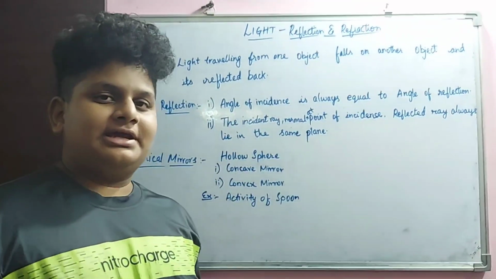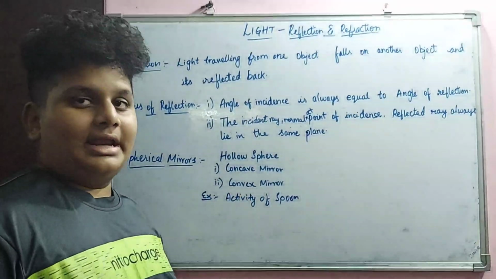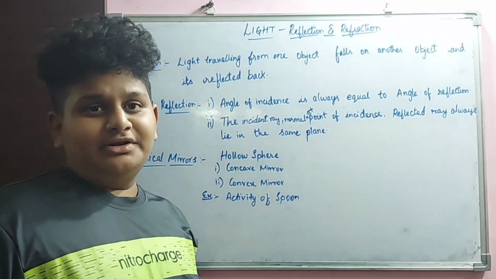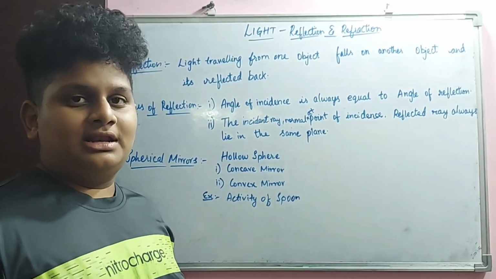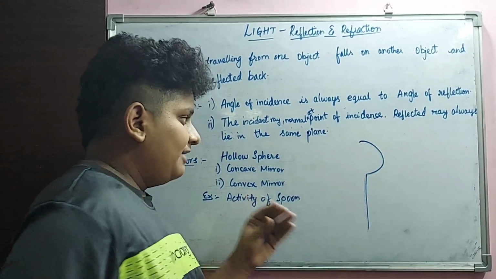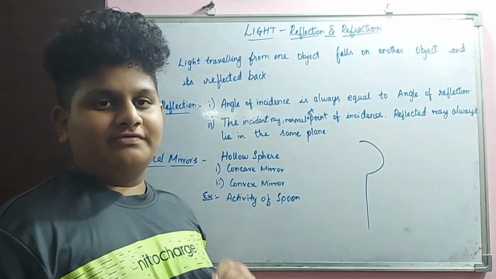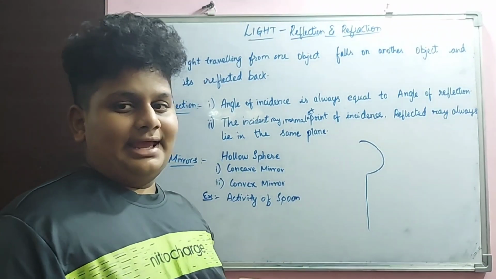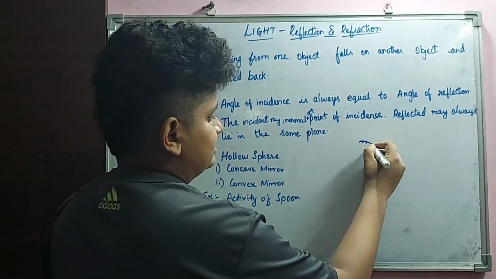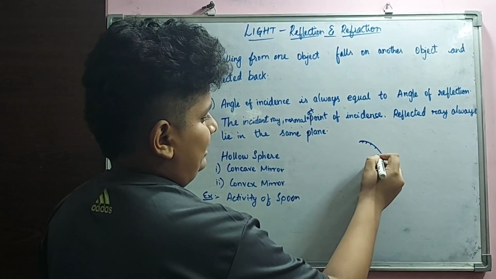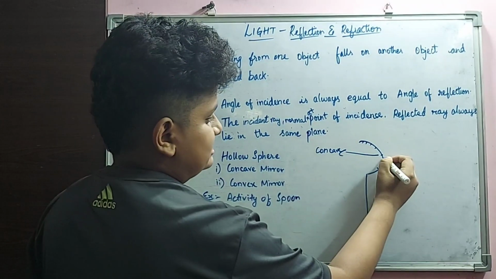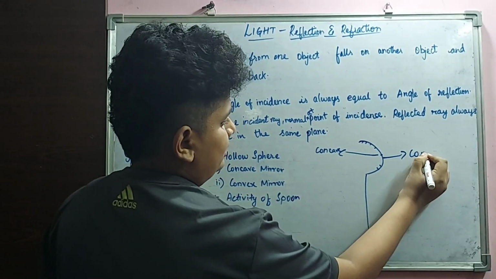There are two types of spherical mirrors. One is a concave mirror and another one is a convex mirror. Where do you see them? The best example is a spoon. We discussed this example at the start of this video, and we shall recollect it again here. If this is a spoon and this side is curved inwards, this is known as a concave mirror, and this side is curved outwards, and this is known as a convex mirror.